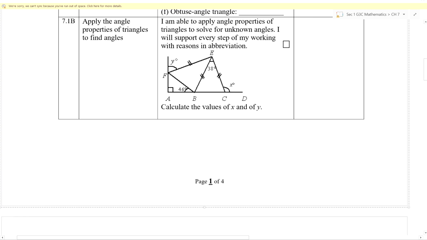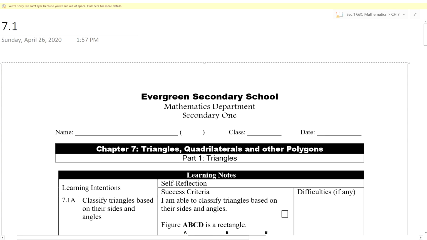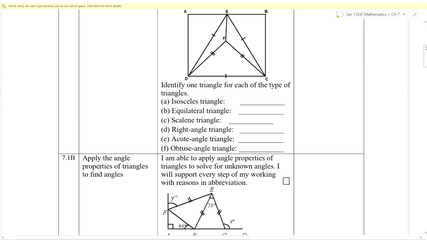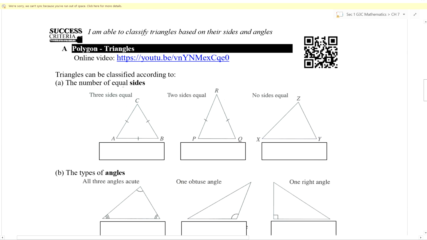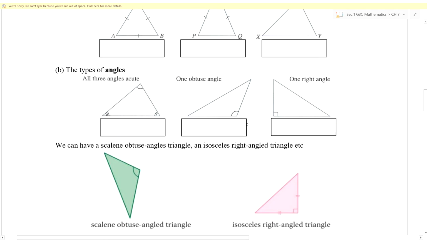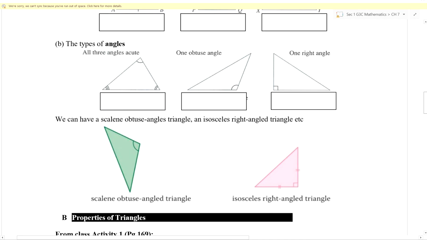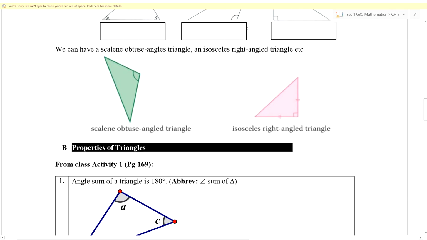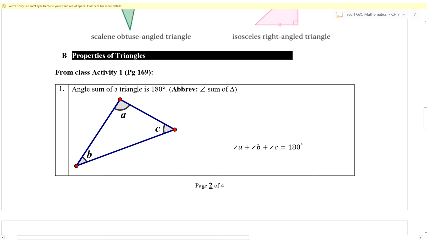Today's lesson is on chapter 7, part 1. Now, for triangles, you would have already watched the first video where the teacher introduced you to the different types of triangles, as well as the different types of angles within the triangle. So we'll move on now to the next section.